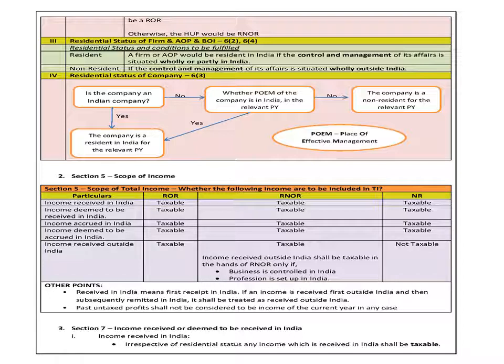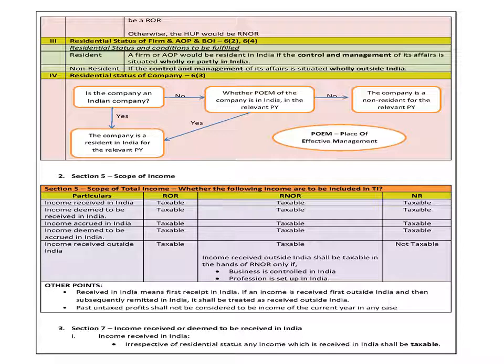What is POEM? POEM is place of effective management. We have to see where the place of management is. If the place of management is in India, then the company is a resident company. If the place of management is outside India, then the company is called a non-resident company. Very simple. Now next is scope of income, Section 5.